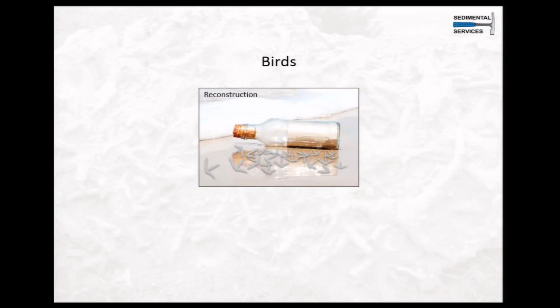Okay, I'm going to talk about birds now. And I put this in. This is a reconstruction, but I found this bottle on the beach in Holland while I was walking along, and it had all these bird footprints by it. And I thought, what is going on? Why are there all these bird footprints by this bottle?